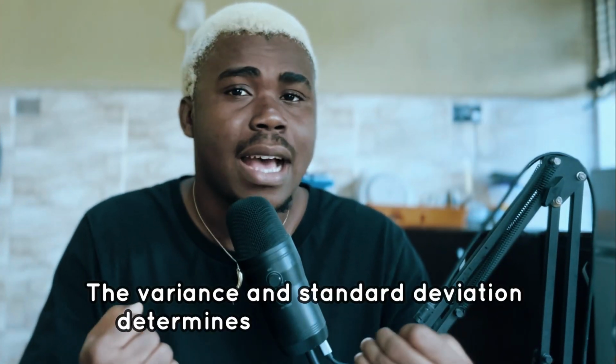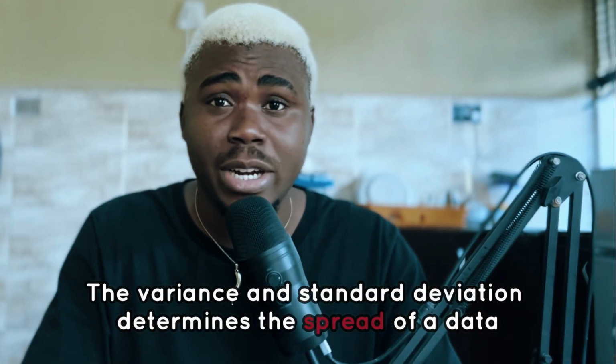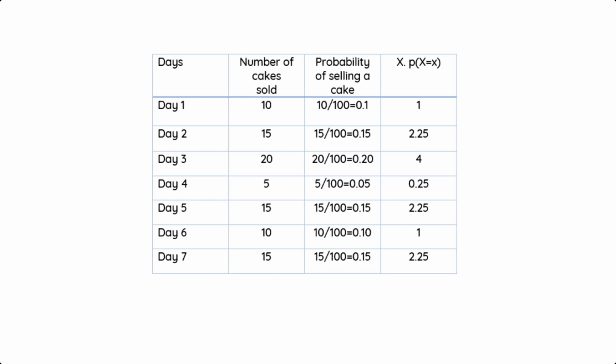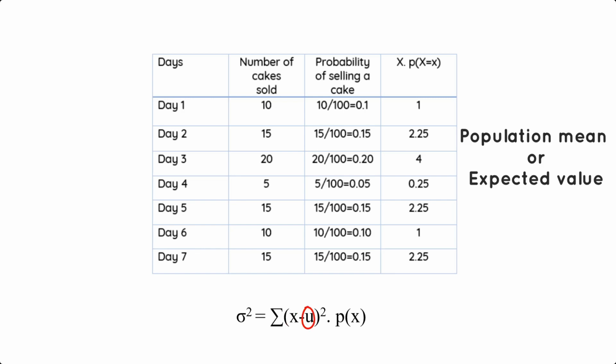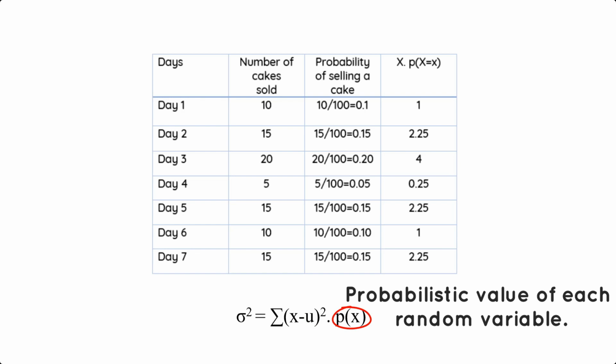That is, the variance and the standard deviation determine the spread of the distribution, just that in this case the formula is a bit different, but at the same time it tells the same story. Whenever we are working with a discrete probability distribution, the formula for the variance is equal to the summation of (x minus mu) all squared times p of x, where x represents each of the random variables, mu represents the population mean, aka the expected value, and p of x represents the probabilistic value attached to each of the random variables.